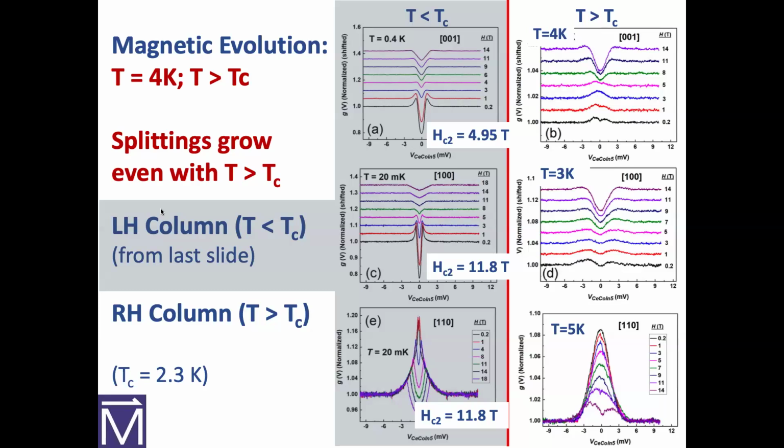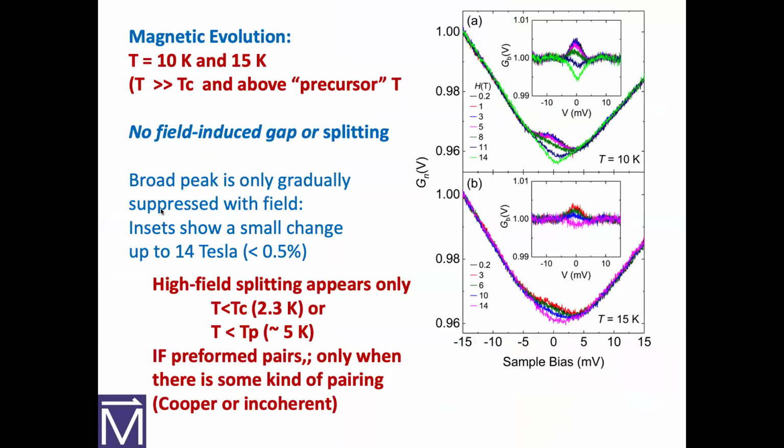Now the next thing: as long as we're in the precursor or the superconducting state, we see the splitting, but let's go to a little higher temperature. So now we've done this at 10 degrees and 15 degrees. I wish we had more data. We're working on it now. But then you just don't see it. If you look here, this is a really small conductance change. It's flowing up here, but basically you do not see that splitting. So if you're above the precursor, you don't see that splitting.